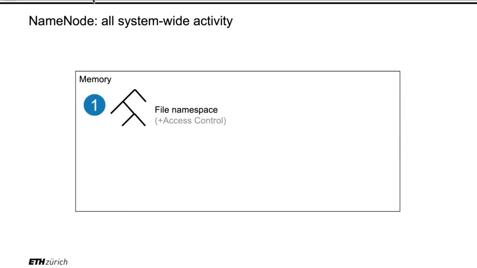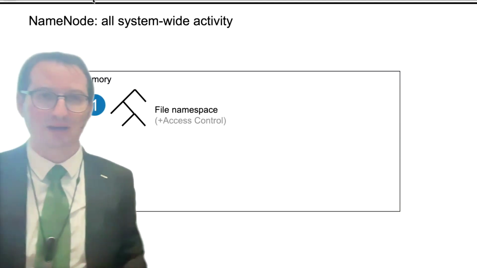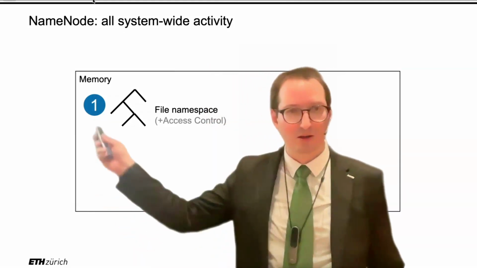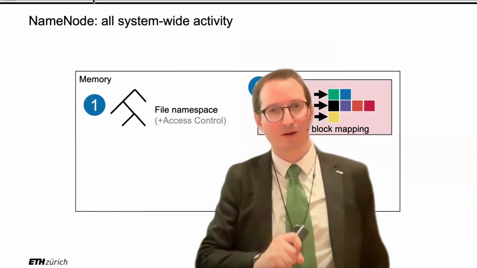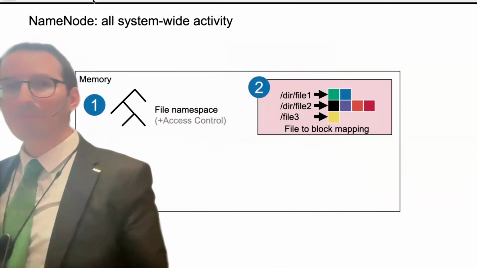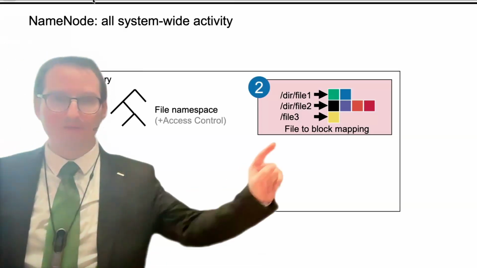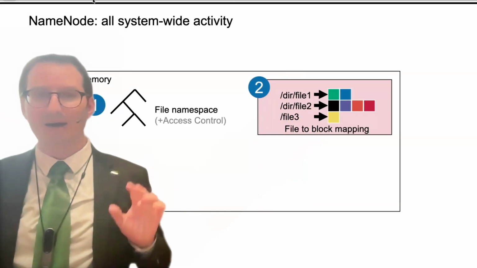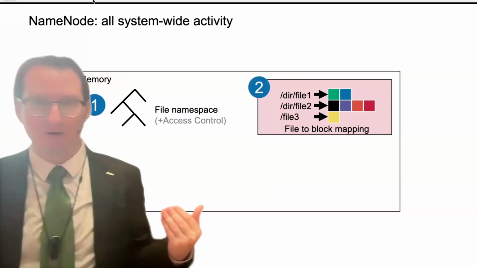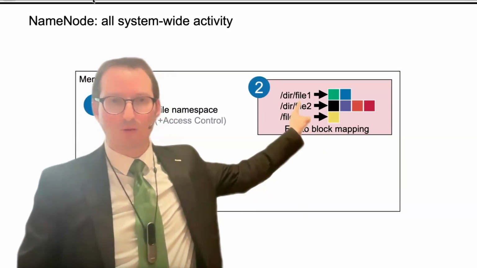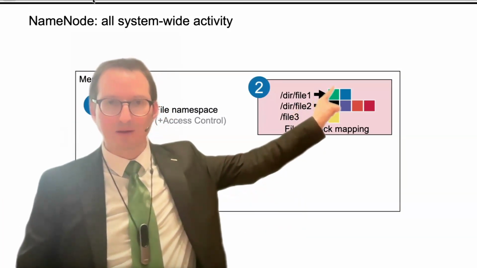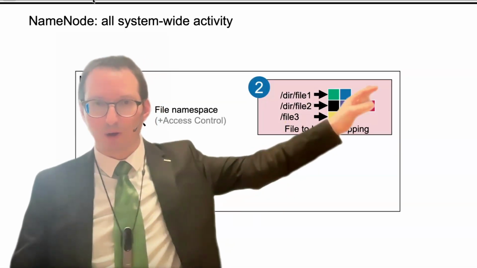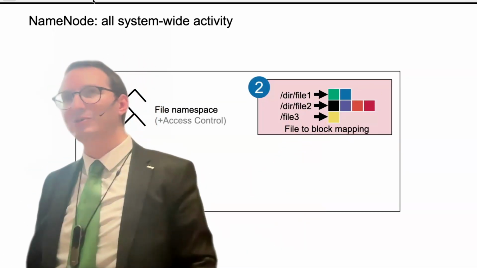It knows, just like you have on your computer, there might be a user, there might be a group, there might be a read and write authorization, and so on. So that's the first thing we have. The second thing we have is a mapping for every file, from every file to block IDs. Right? So every file is associated with blocks. For example, file 1 we know it's the green block followed by the blue block, right? And then file 2 is black, purple, orange, red, and so on and so on.